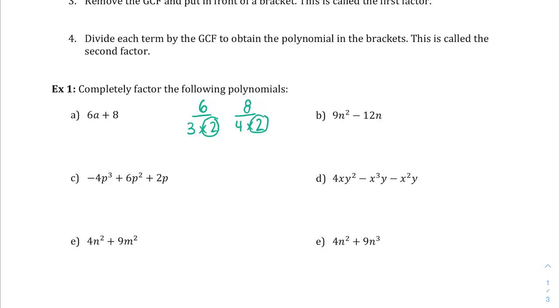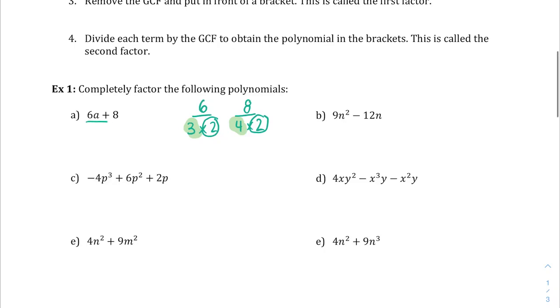So what does it mean to be divisible? Well, if you take the number 8 and divide it by 2, it will give you a whole number. So 8 divided by 2 will be 4. And in the other case, 6 divided by 2 also has to give you a whole number. In this case, it does. 6 divided by 2 is 3. So that's what we mean by divisible by when we're trying to find the common factors. So in this case, the greatest common factor was 2.